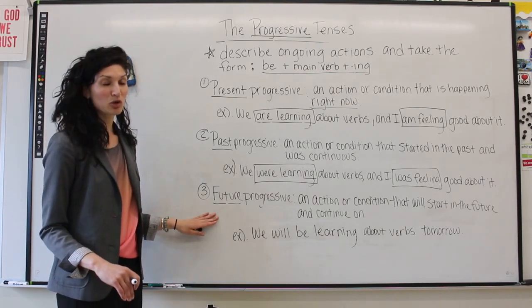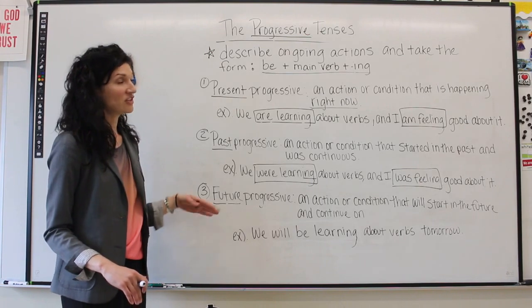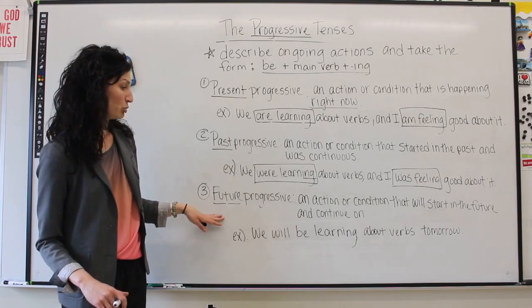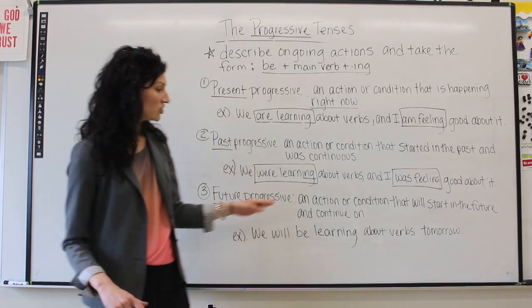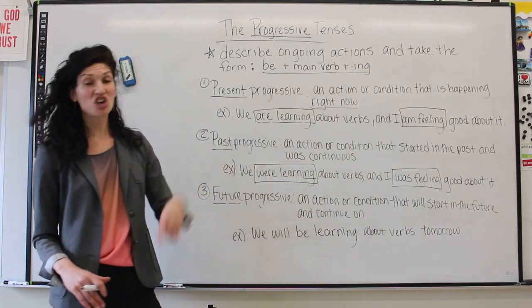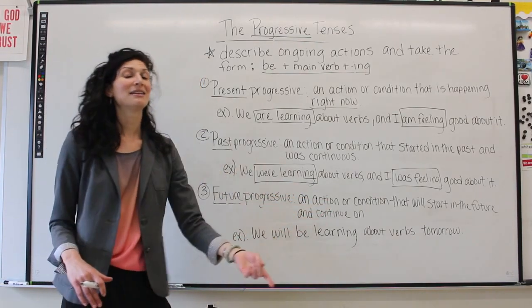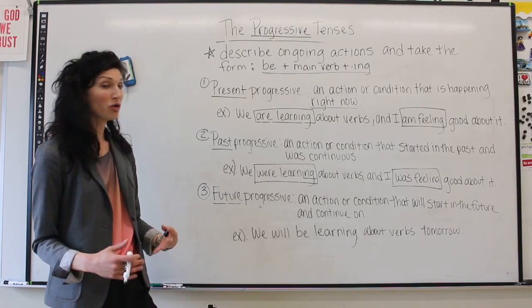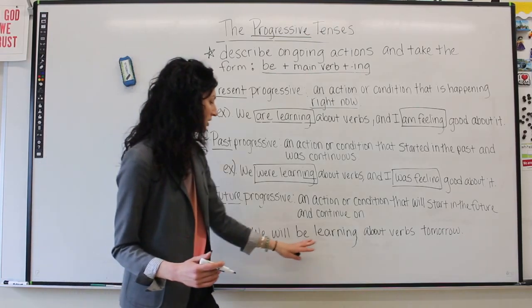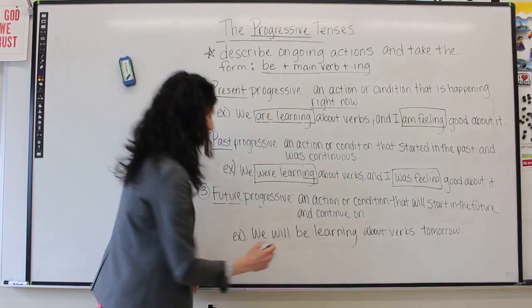The last progressive tense that we're going to talk about at this moment is the future progressive. And we use that to describe an action or condition that will start in the future and continue onward. So, for example, we will be learning about verbs tomorrow.